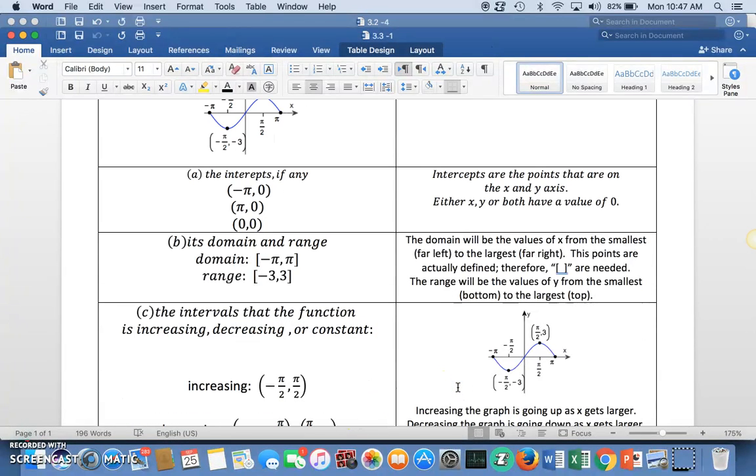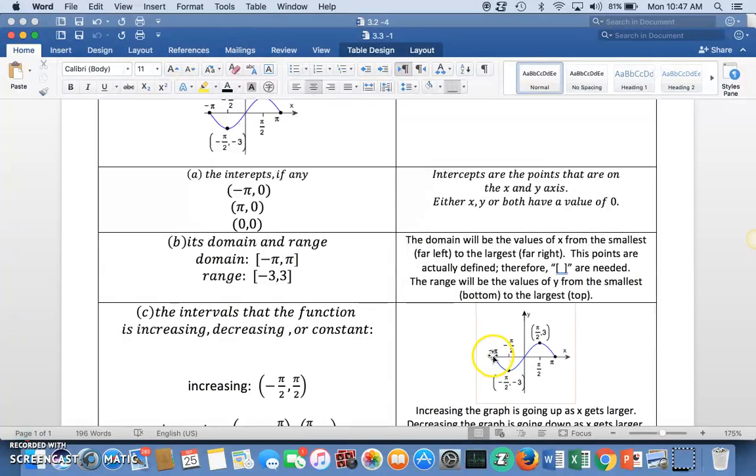Then it asks for the intervals in which the function is increasing, decreasing, or constant. You read left to right. So this is decreasing, increasing, decreasing. This function is never constant. Constant would be where it's just straight.